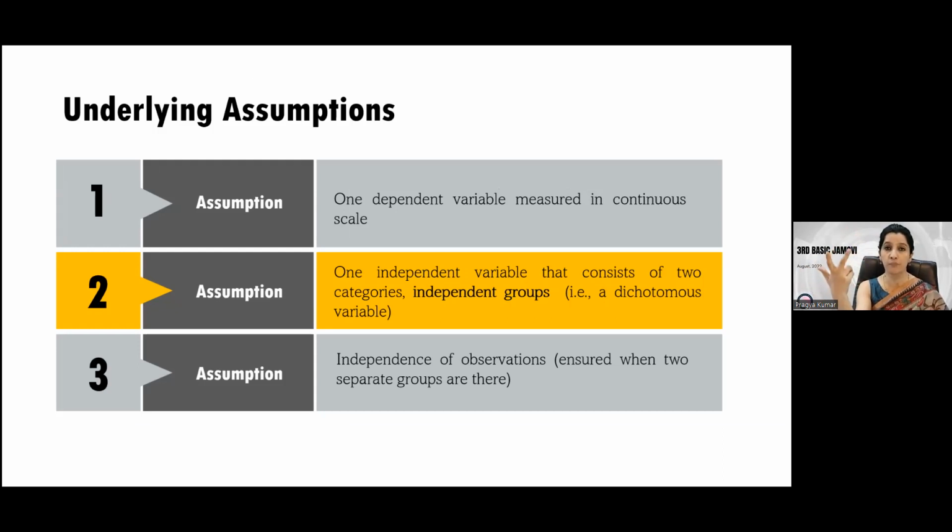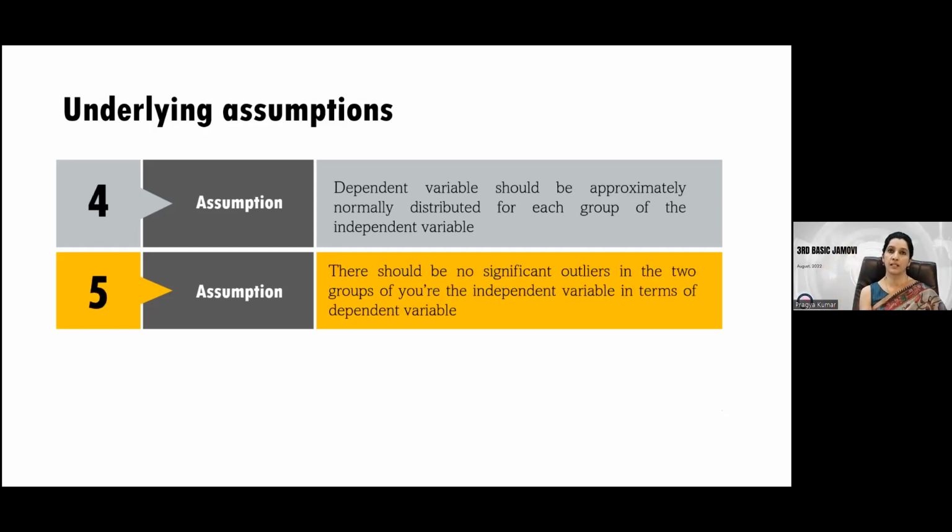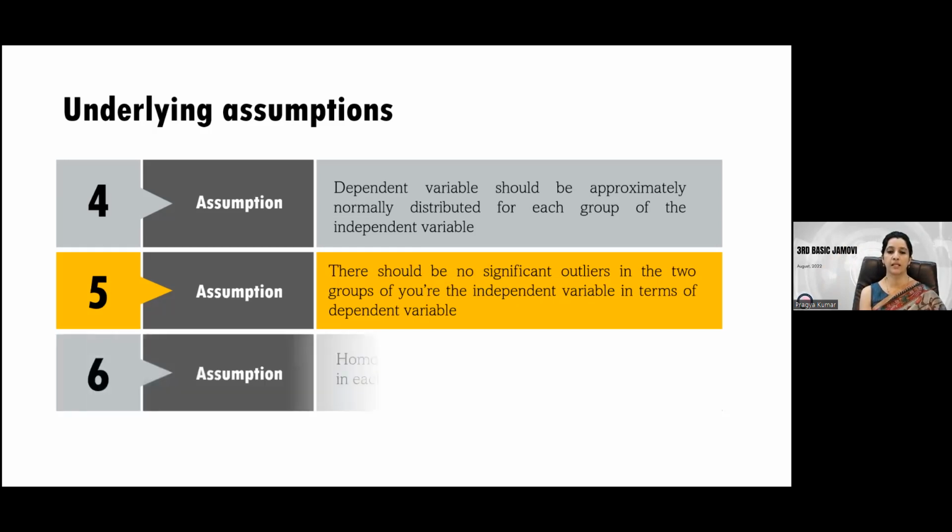Twins, if there are two people who are twins, then you should not take these twins in two separate groups, because they are related to each other. So we ensure that the groups are separate and not related to each other. Another assumption is that the dependent variable should be approximately normally distributed, which we have seen for the others also, and there should not be a significant number of outliers across the independent categories.